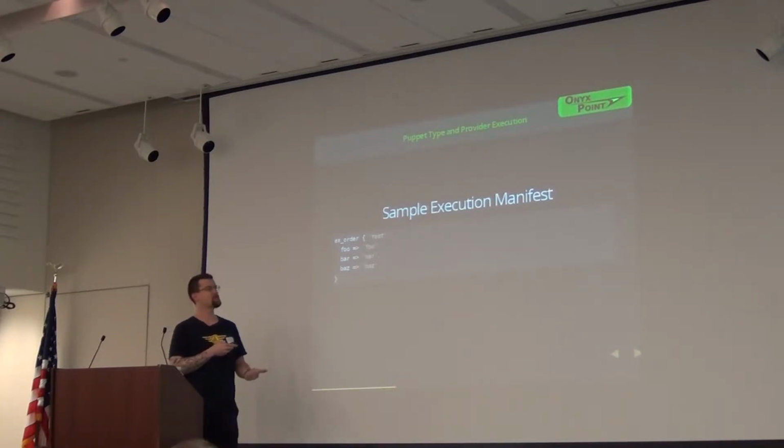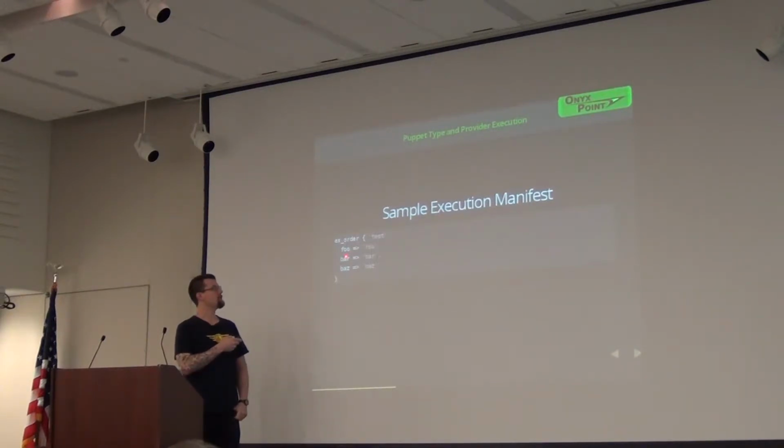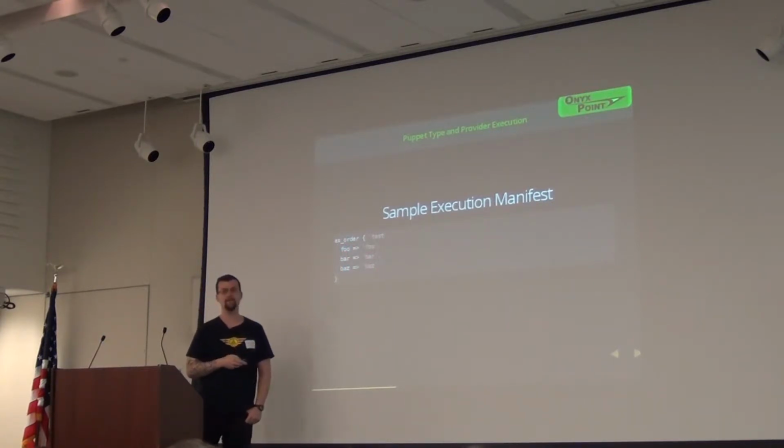So remember, our type was called xorder. So we now reference it as xorder just like you would file, package, etc. It's called test. That's our name bar. We have the options foo, bar, and baz, and we're calling them foo, bar, and baz.